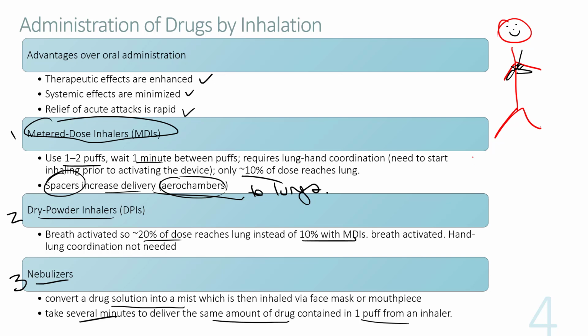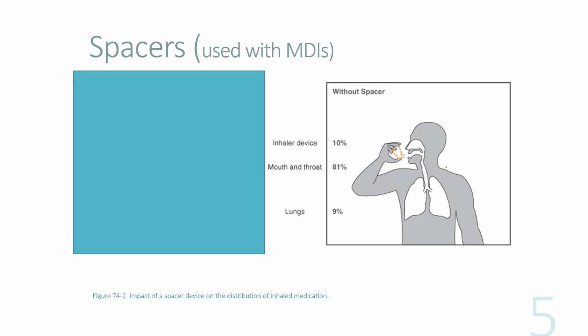Now, what do we do when only 10% reaches the lungs? As I said, one of the ways to increase this amount that actually reaches the lungs involves the use of spacers or aero chambers. So what we've got over here is the proportion of drug that goes to various different places without the use of spacer. Right? So without the use of spacer, 10% of the drug basically stays in the inhaler device in there. 81% of the drug stays in the mouth and throat, and then only 9% is actually found in the lungs.